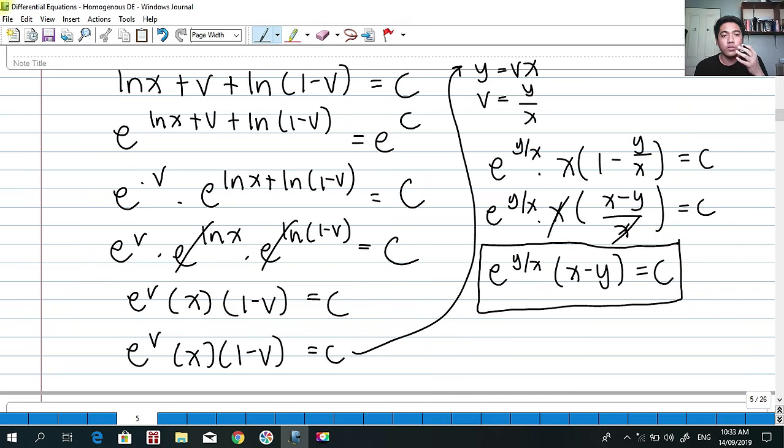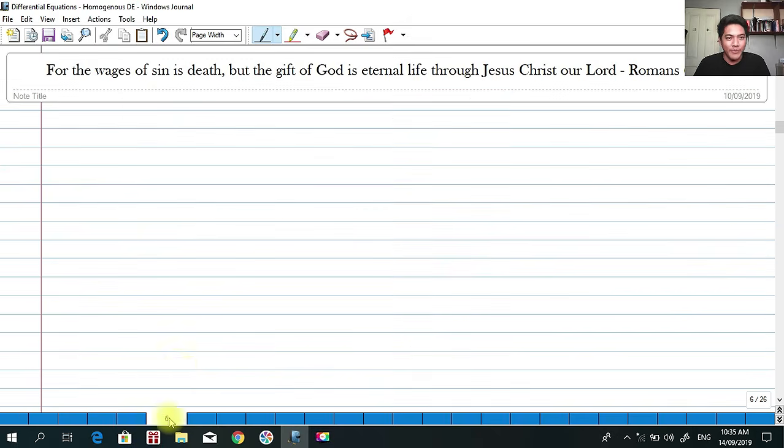Okay? So, we need to substitute back the v upon integration and upon simplifying these terms, okay, here, so that we could obtain the original differential equation. So let's try again another example. So for number 2, as you can see, solving homogeneous differential equation, it's a very lengthy process, okay?